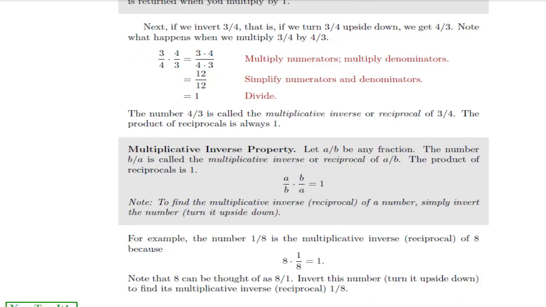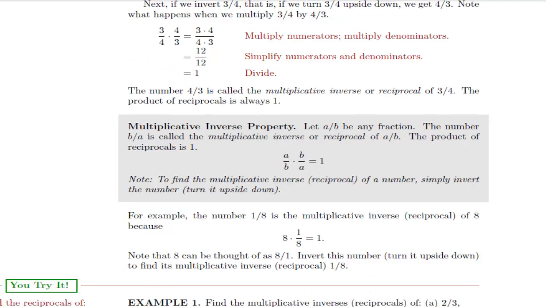For example, the number 1 over 8 is the multiplicative inverse or reciprocal of 8 because 8 times 1 over 8 equals 1. Note that 8 can be thought of as 8 over 1. Invert this number, turn it upside down, to find its multiplicative inverse or reciprocal is 1 over 8.